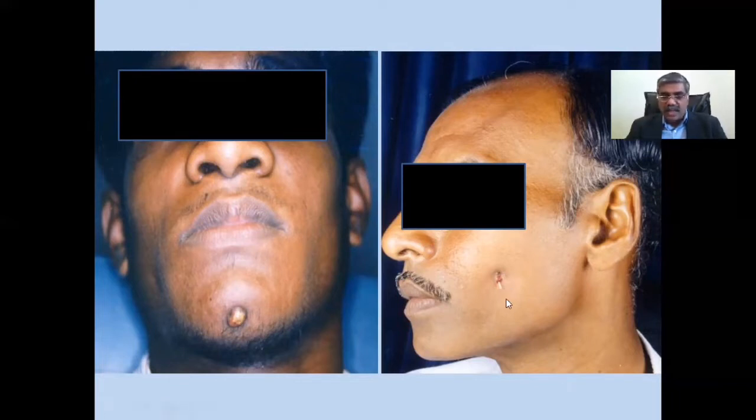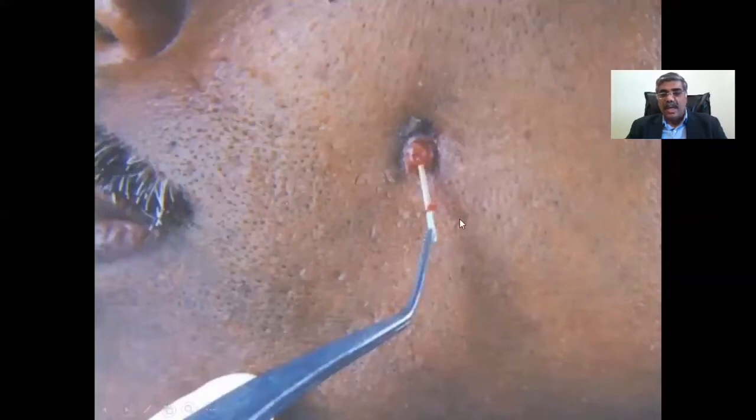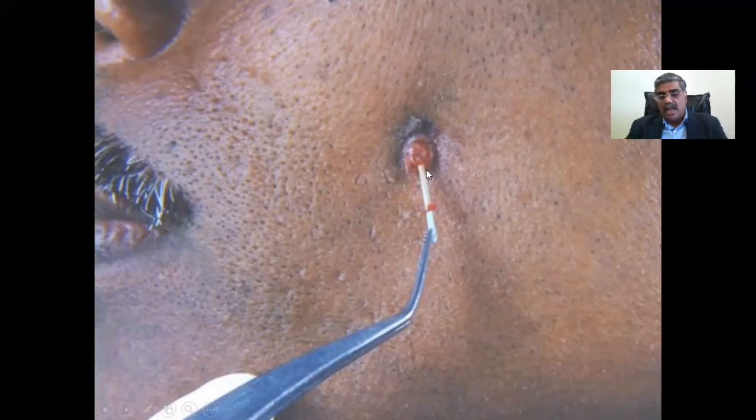So what we have done is we have tried to insert a gutta-percha point through the sinus, and there was a grossly decayed maxillary first molar. When we tried to insert the GP point through the sinus, it went without any resistance, because by definition a sinus means a pathological tract that connects a pathological cavity to the exterior. So if it is a tract, the GP should go without any resistance.